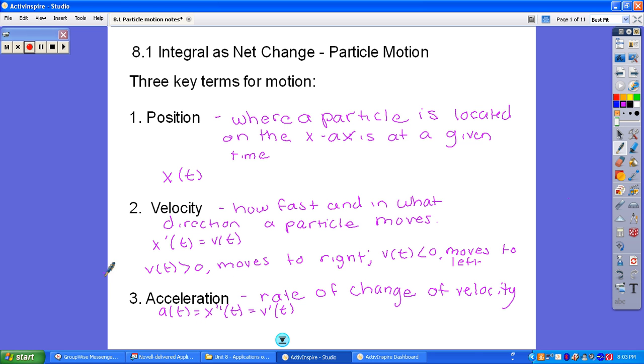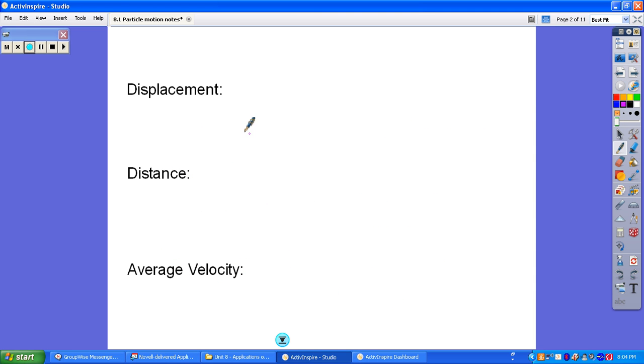But today we're going to focus more on, if we're given acceleration, how do we find velocity, and if we're given velocity, how do we find position? So we have to remember that velocity, if we go backwards, given the acceleration, is the integral of the acceleration. And when we take the integral of the velocity, we can get two possibilities. So we can either get displacement or distance.